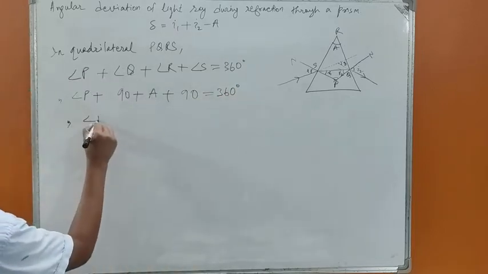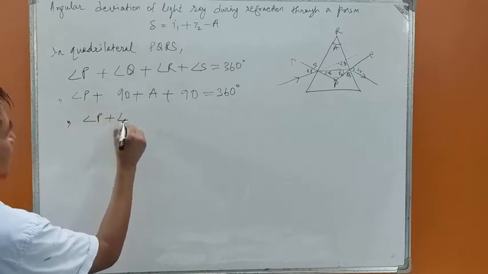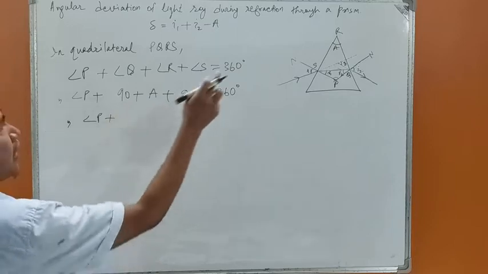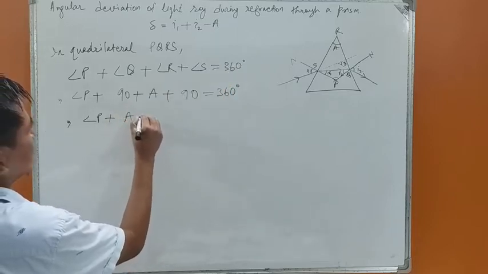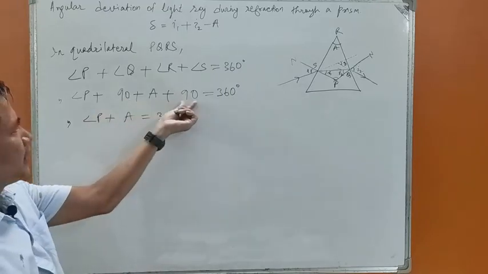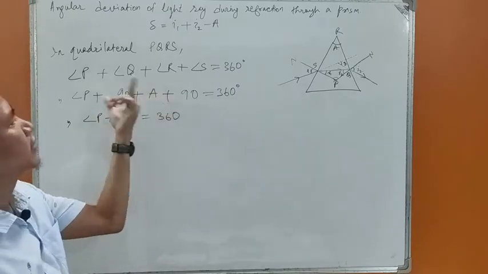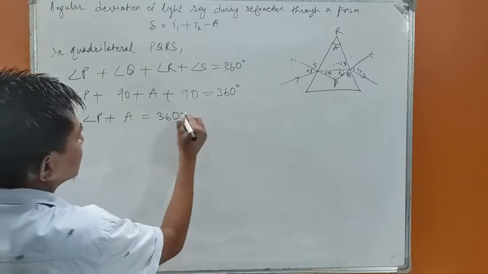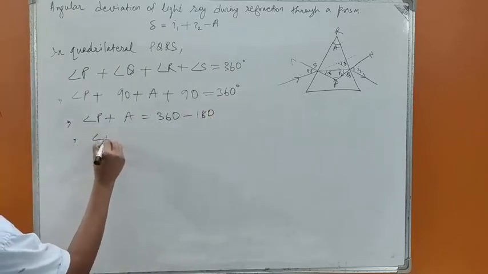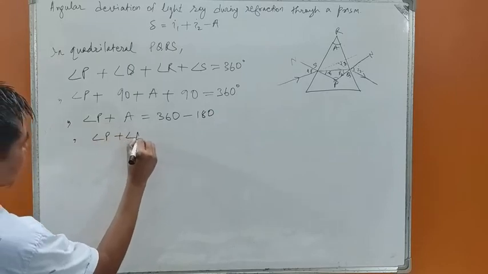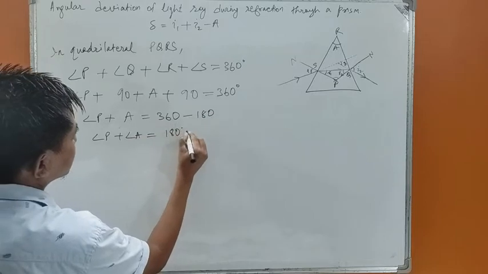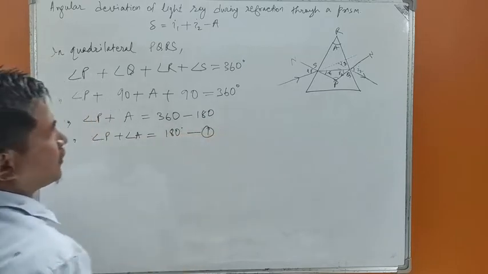Or angle P plus angle A. Angle A can be written as A, okay? Angle R is angle A, isn't it? Angle A equals 360. 90 plus 90 is 180, isn't it? So 180 we take to the right hand side, minus 180. Or angle P plus angle A equals 360 minus 180, which is 180. So this is equation 1, okay?